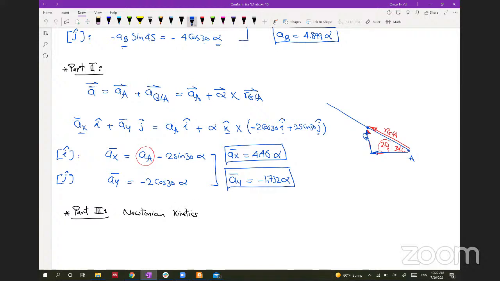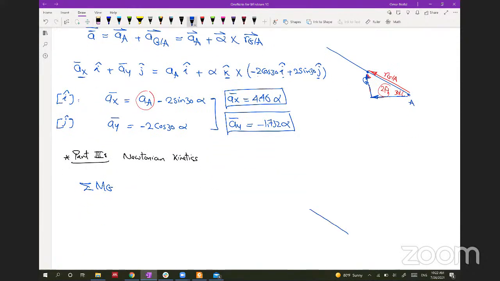And for part 3, let's start with the moment. So let's get the moment about G. Okay, let's have the forces: NA, and I have weight, and this is perpendicular to the surface, NB. And I want the moment about this point.